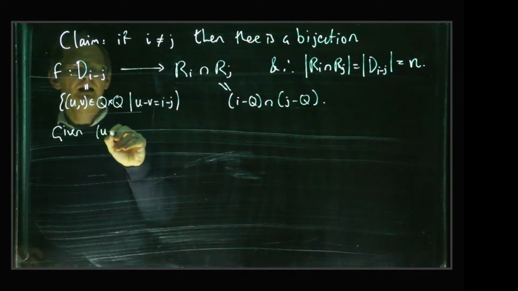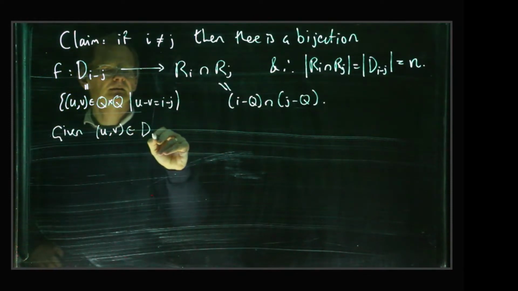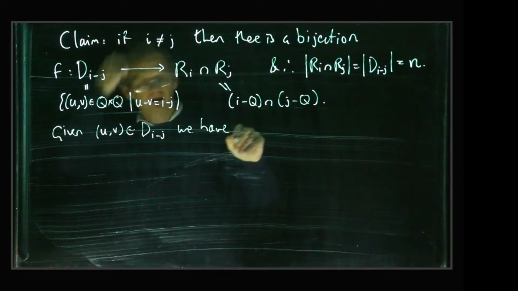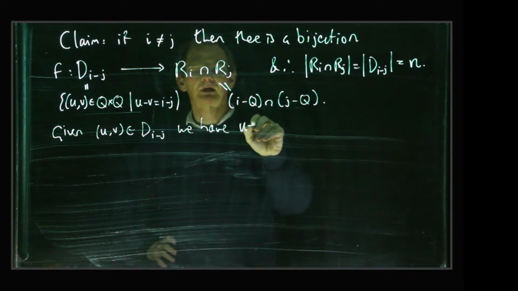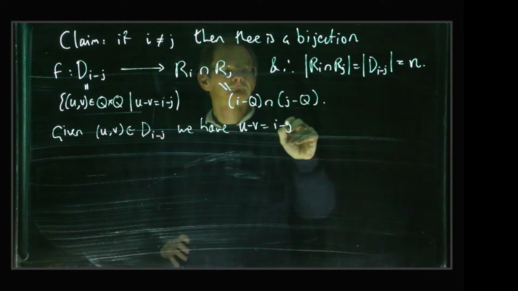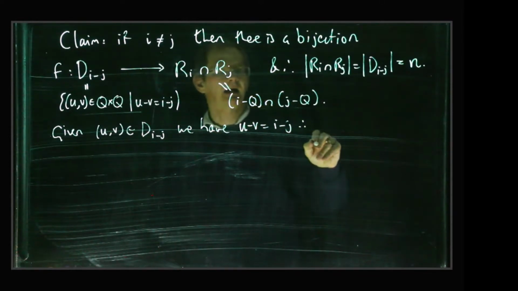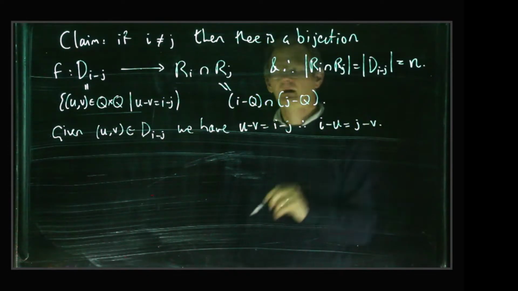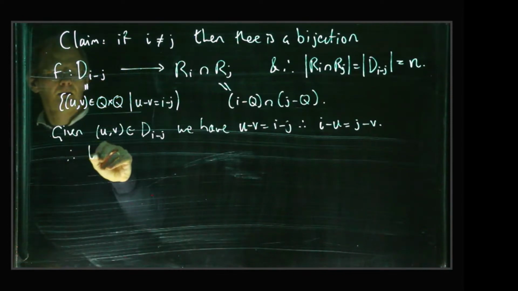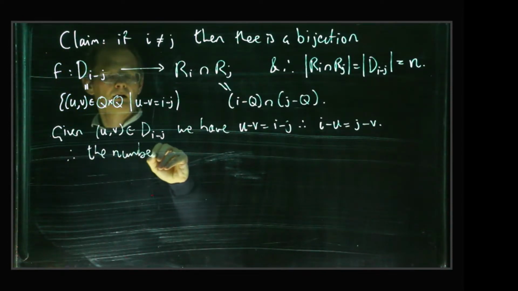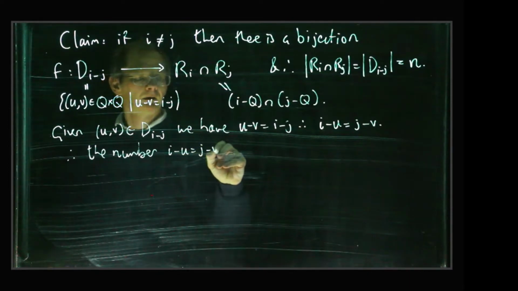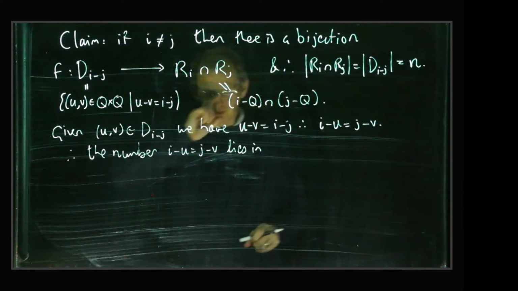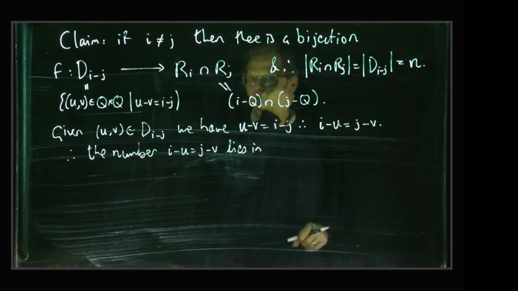Given a pair (u, v) in D_{i-j}, just by the definition, u - v is i - j, and we can rearrange that as i - u = j - v. So we look at this number, and because it can be expressed as i - u, that means that it lies in i - Q, right?